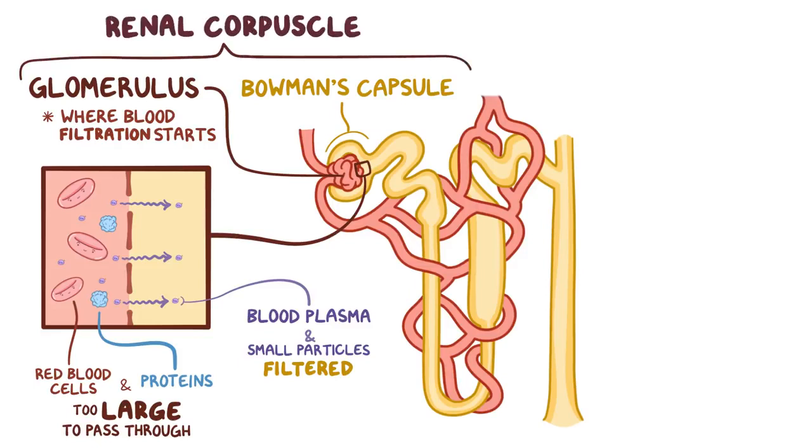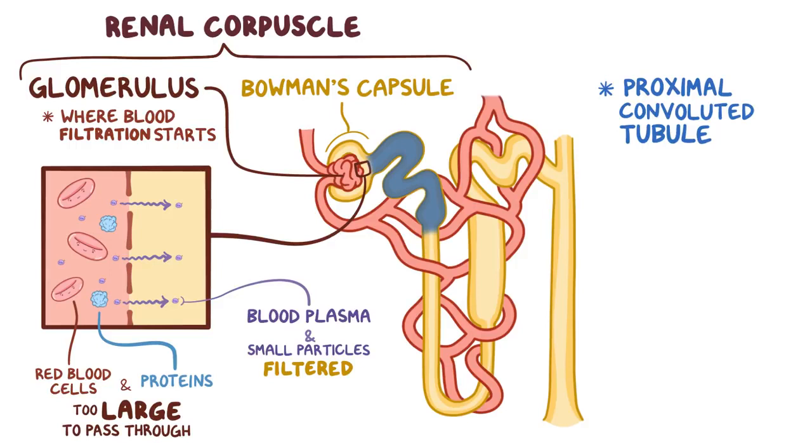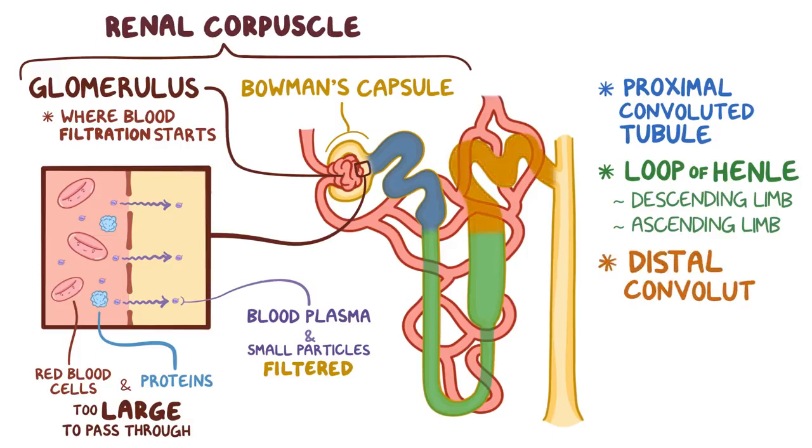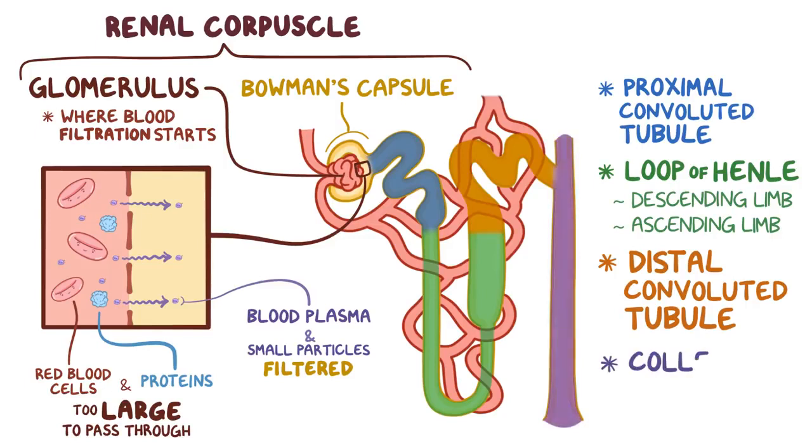The Bowman's capsule is connected to the renal tubule, which has a few segments. First, there's the proximal convoluted tubule. Then there's the U-shaped loop of Henle, with a thin descending limb, a thin ascending limb, and a thick ascending limb. And finally, there's the distal convoluted tubule, which empties into the collecting duct, which collects the urine.